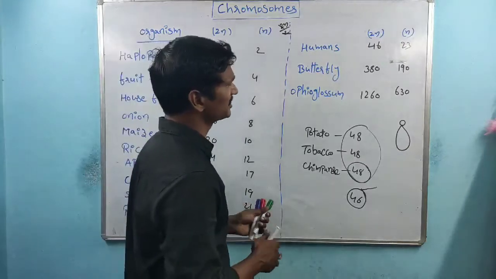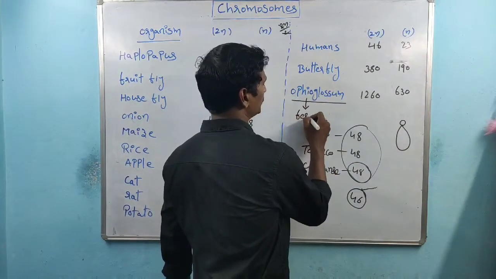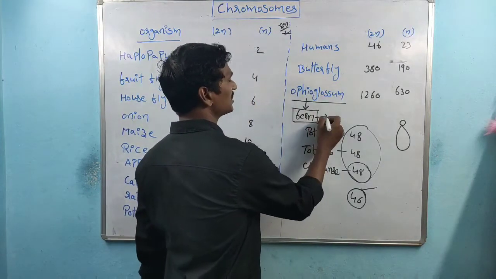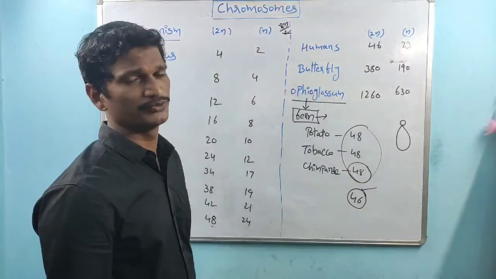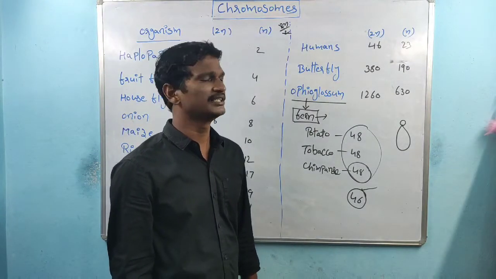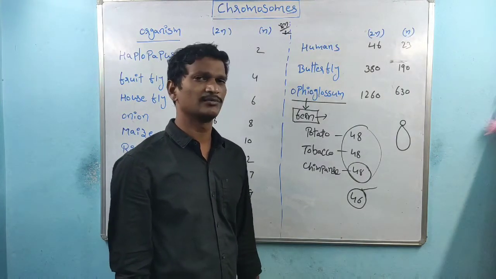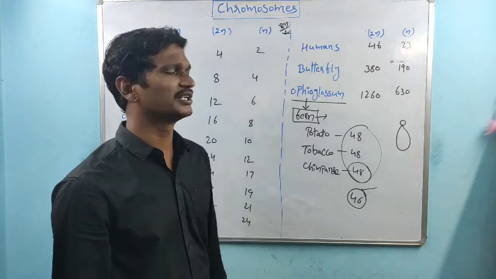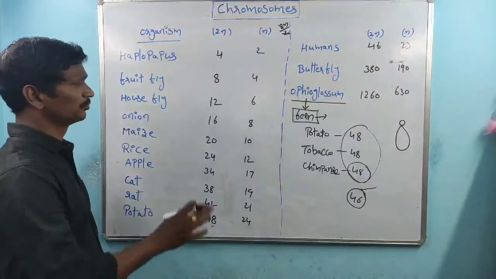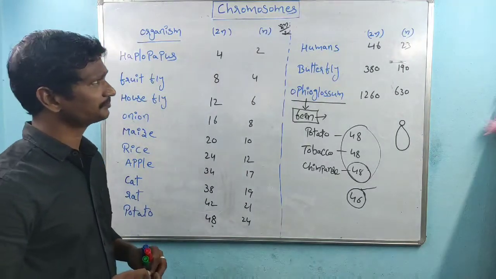See here, Ophioglossum. This is one of the fern plants, right? This plant contains the highest number of chromosomes. Within the plant kingdom, the plant containing the highest number of chromosomes is Ophioglossum, right? So that is about the chromosomes and the two end states.